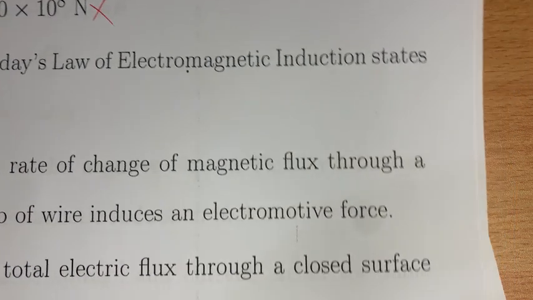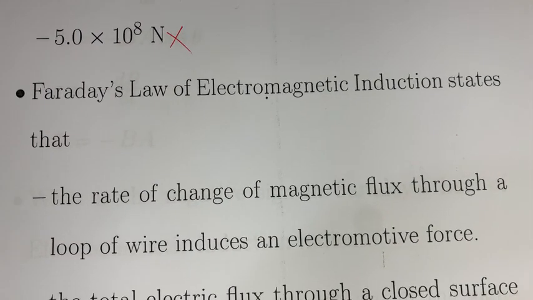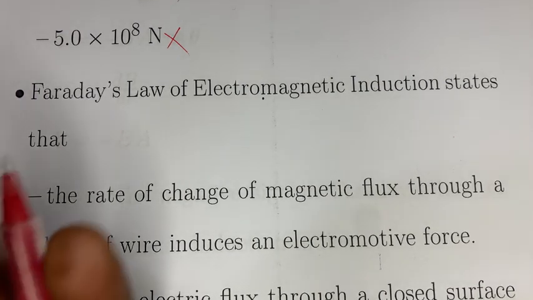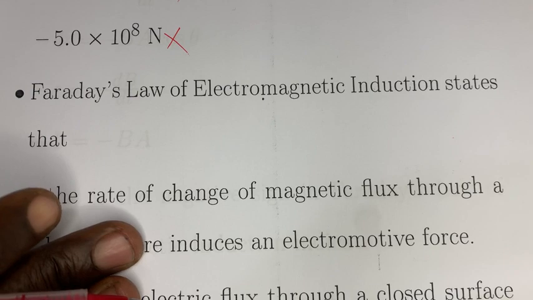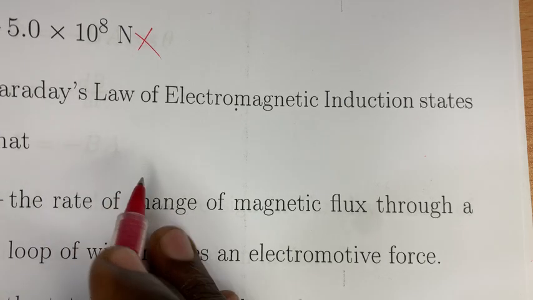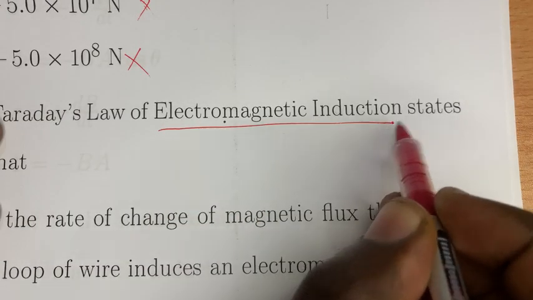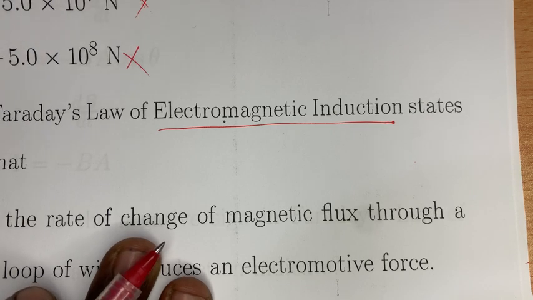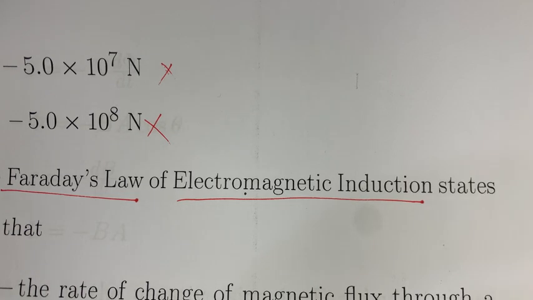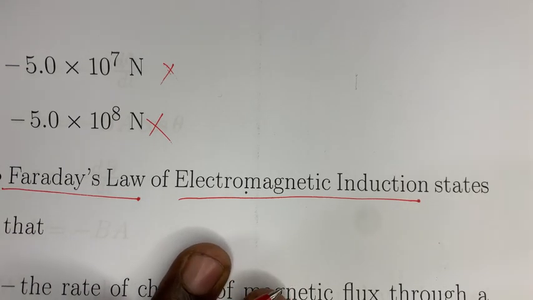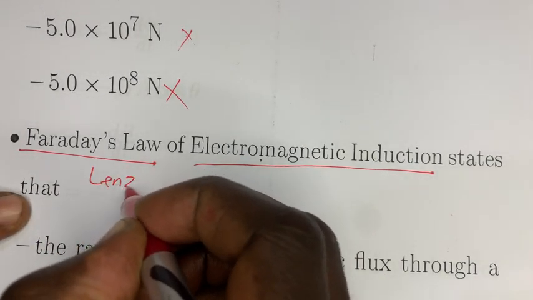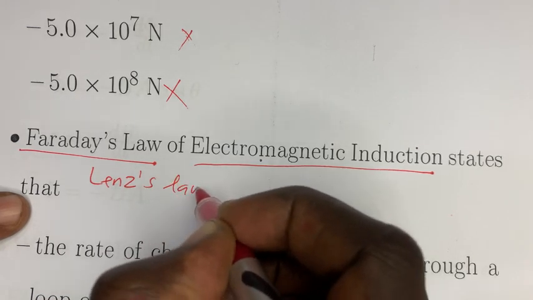I told you earlier that you can generate electricity using a magnetic field, using a magnet and a coil of wire without the use of a battery, and we call this process electromagnetic induction. In electromagnetic induction, we have two basic laws. The first one is Faraday's law of electromagnetic induction, established by Michael Faraday, the English physicist. The other one is Lenz's law, which we will see later.